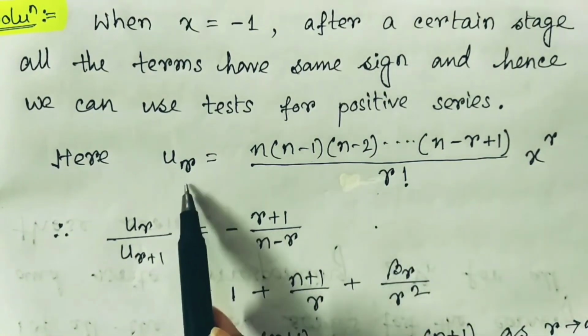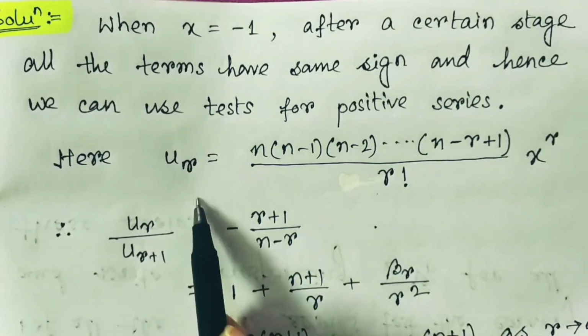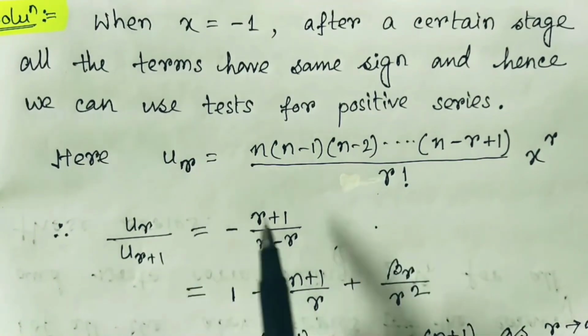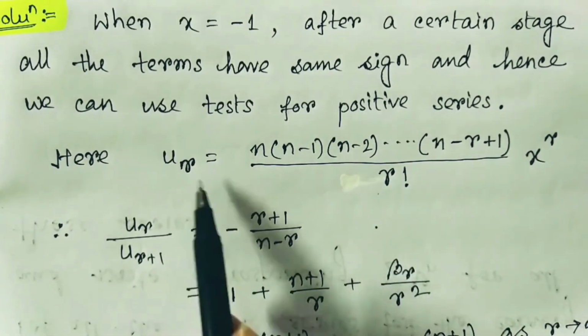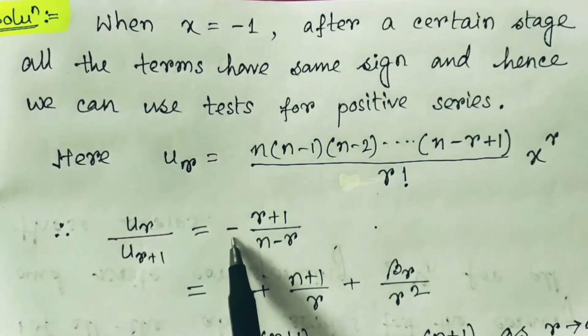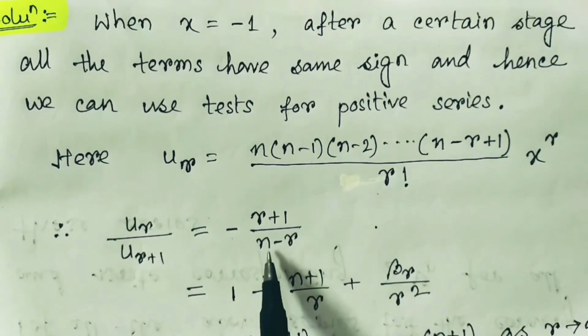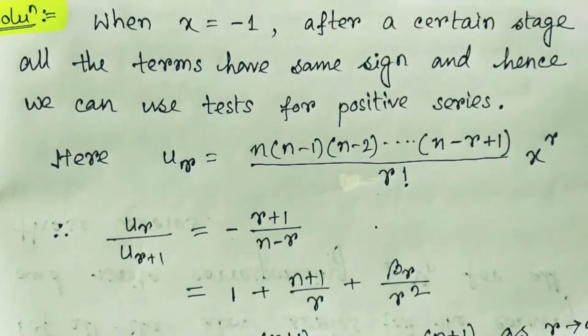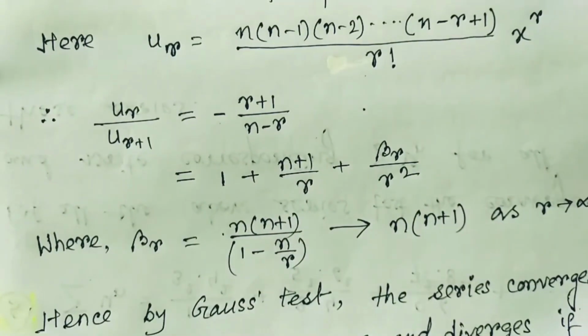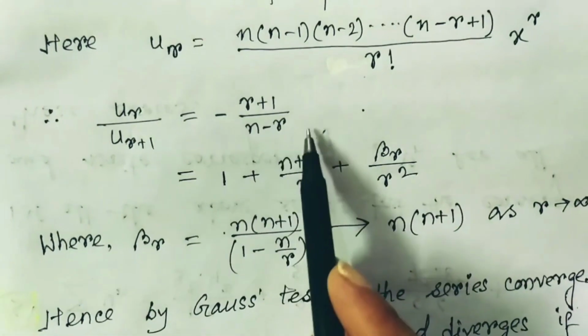So from here, u_(r+1) also we can calculate just by substituting r+1 for r here, and you will get it easily. After getting these two, if we take the ratio, then we will find out it is (n-r+1) divided by (n-r)... just remember the x value is minus 1, that's why it is independent of x.